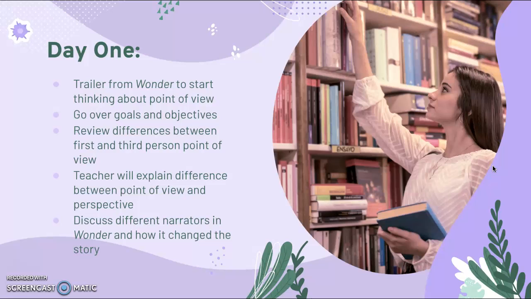Then students are going to, in their small groups, discuss the different narrators in Wonder and how it changed the story. So in the book, there's 5 or 6 different narrators as the book goes on, and in many cases, some of the same chapters are from different narrators' points of view, but they're about the same event, and it's told very differently. So it allows students to discuss that.